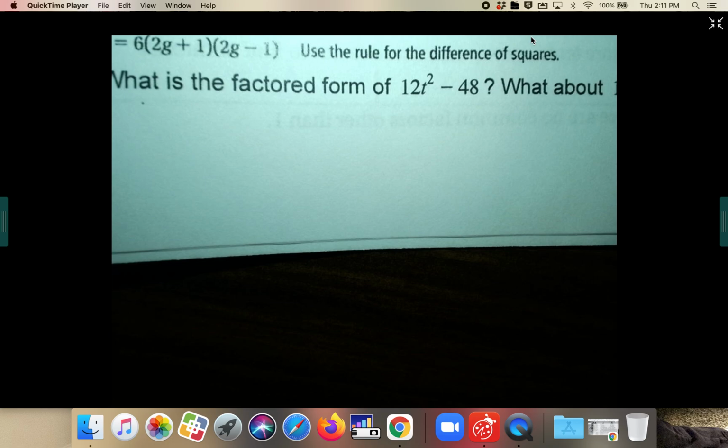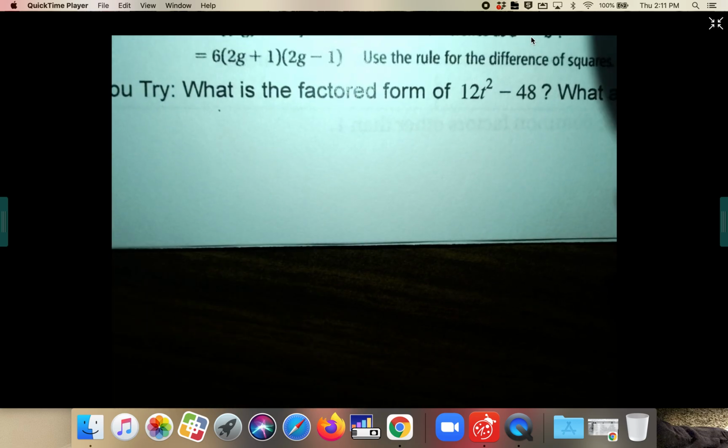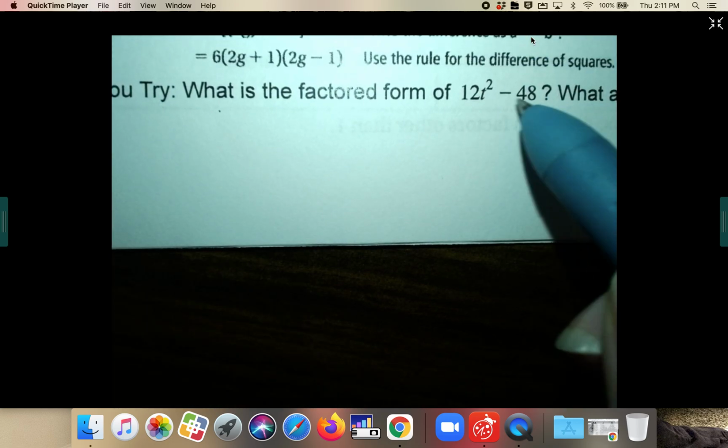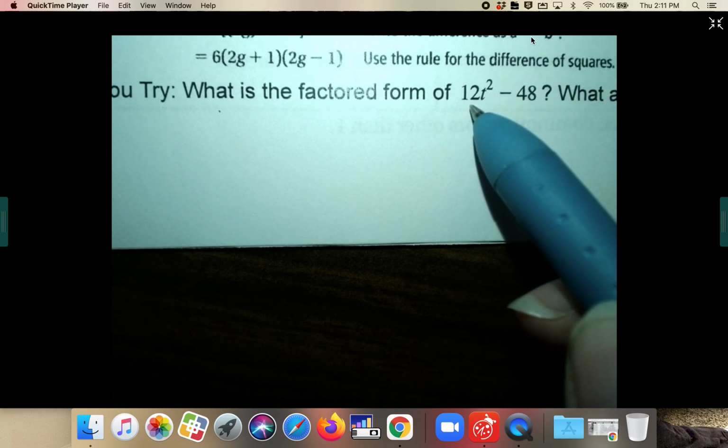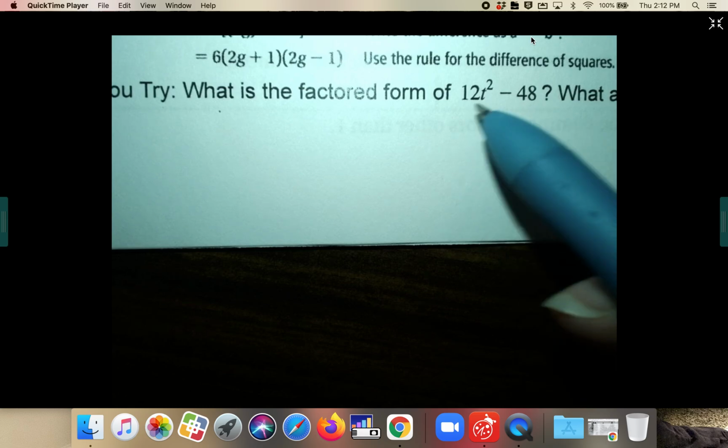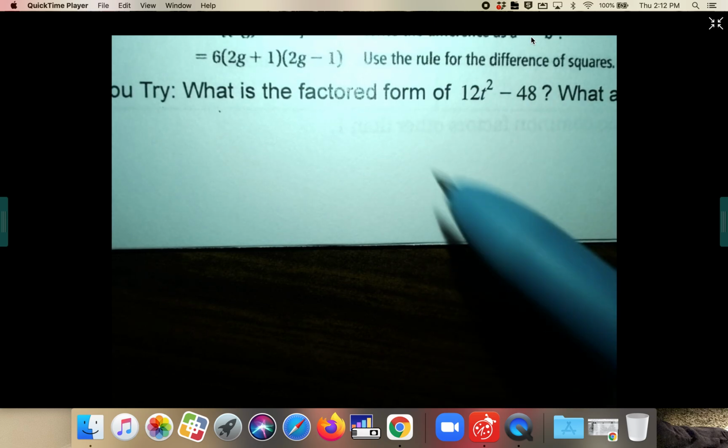Okay, so let's try this one. What can you factor out of 12 and 48? Because actually neither one of these are perfect squares. You shouldn't have looked at that and gone, ooh, that's a perfect square. No, they're not. Neither one of them are. So let's pull something else out first.